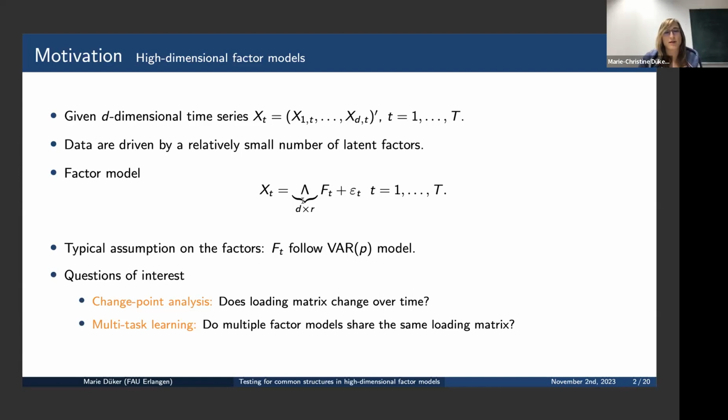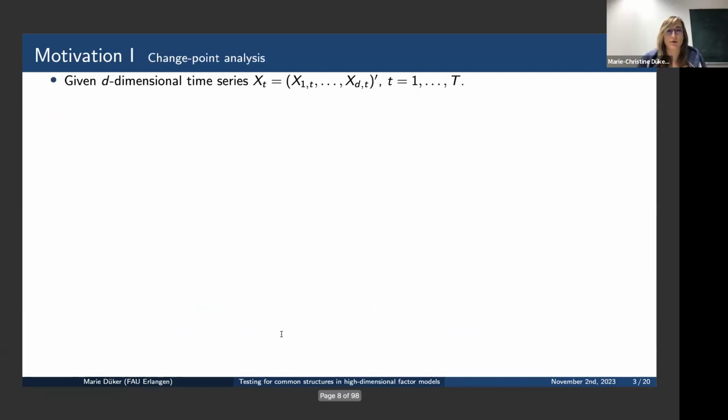So one is from change point analysis, and the other direction is multitask learning. This multitask learning term is often used in a machine learning context. And the question people asked in the change point setting is, can we really assume that lambda stays the same over time, or does this loading matrix change? And in multitask learning, one pushes it to the setting where one observes multiple data sets and assumes that those can be modeled through factor models, and then asks whether those models share the same loading matrix. But we're going to go into a little bit more detail on that.